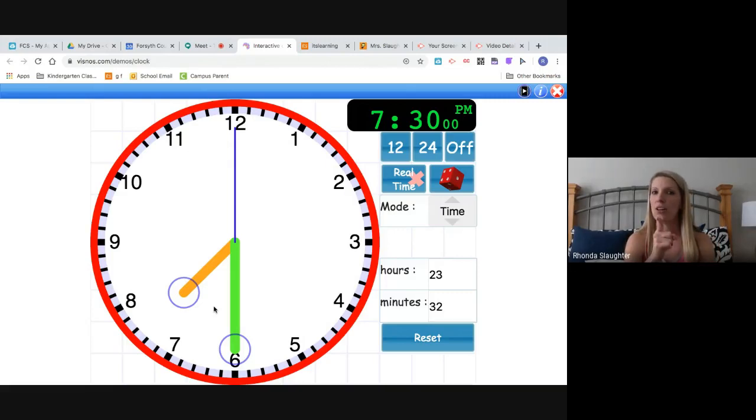Sing the song. If you're in the middle, go back. If you're in the middle, go back. So right here, I'm in the middle of 7 and 8. Normally, a clock would move this way. So I'm going to go back. And I land on 7. So this time is 7:30.